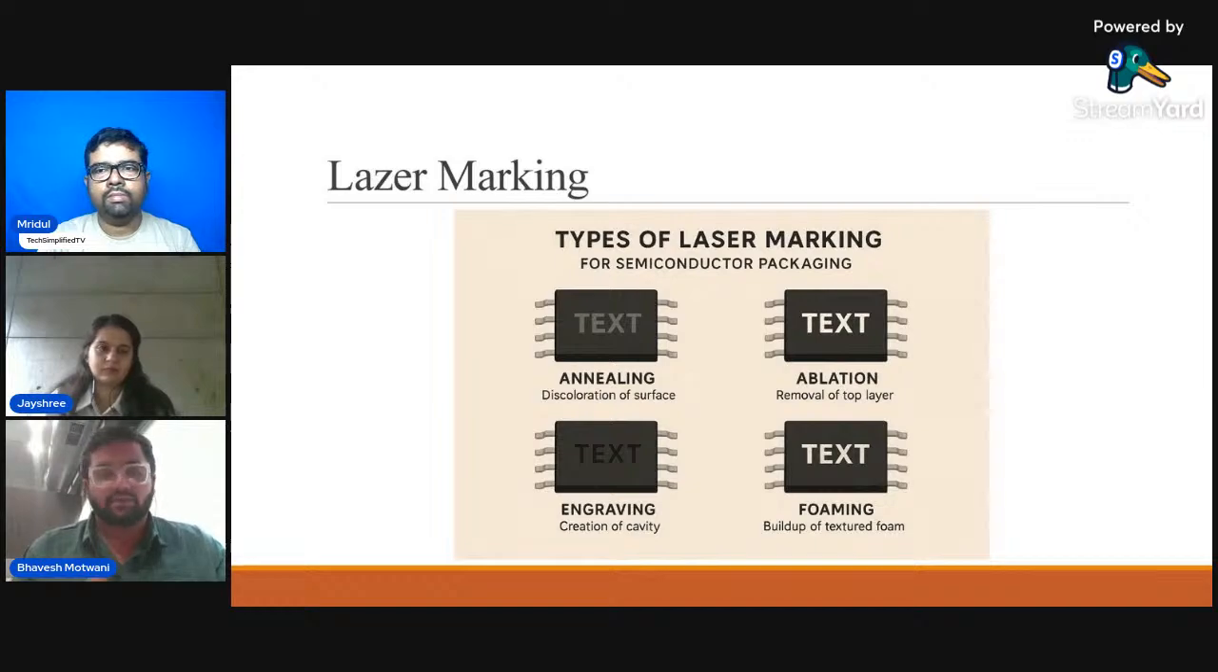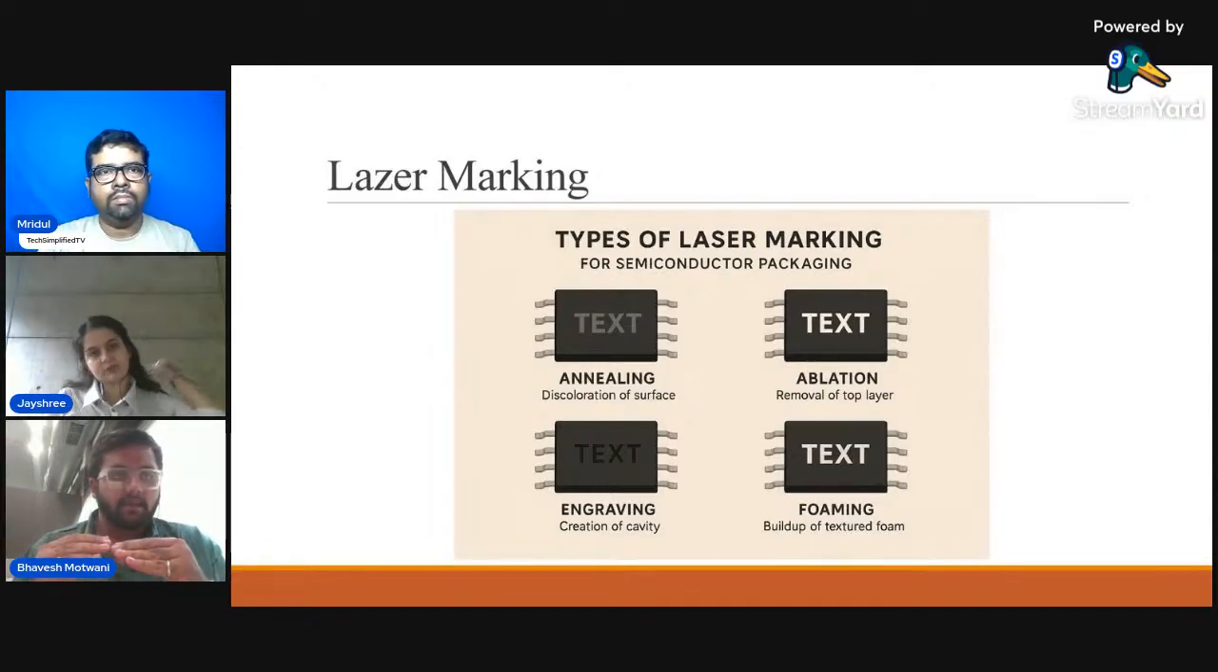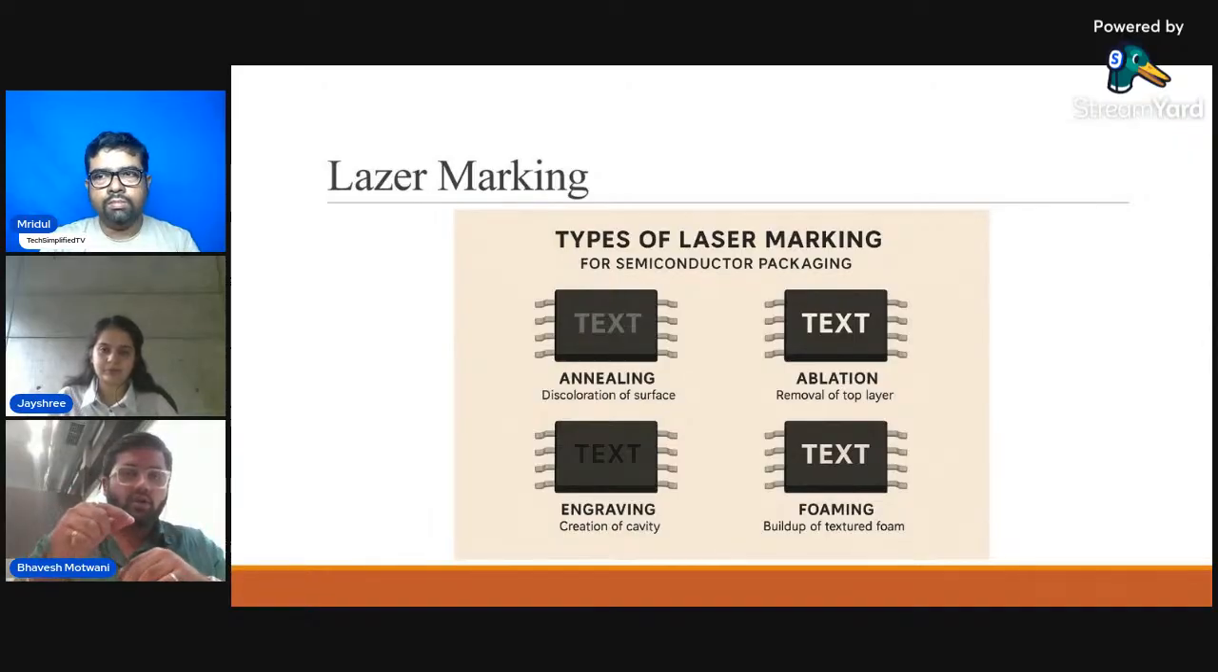So there are four types of laser marking: annealing, ablation, engraving, foaming. Now annealing, the basic understanding of annealing is to heat something, and then focus a laser on that material such that while heating it the bubbles will form, and you will just remove that bubble part and make a proper text out of it.